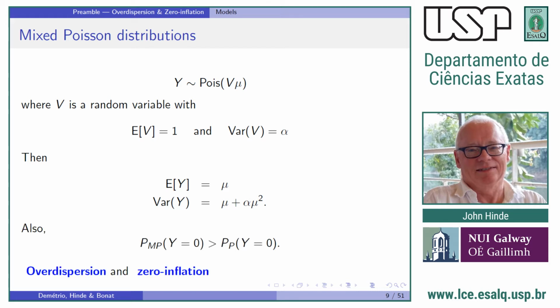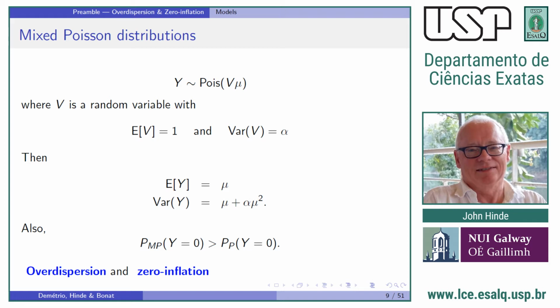And something else happens. The probability that y is equal to 0 under this model is bigger than the probability that y is equal to 0 under a Poisson model. So we have overdispersion, the variance is bigger, and we have zero inflation. Just by putting extra variability in there.